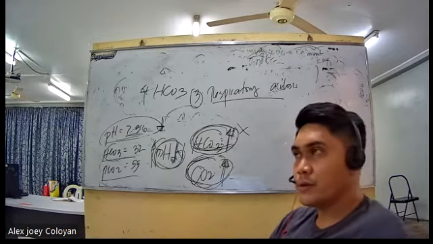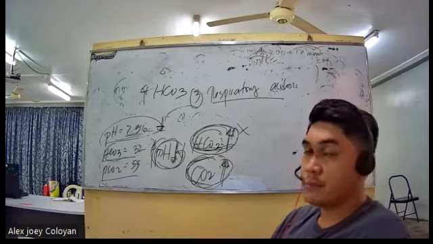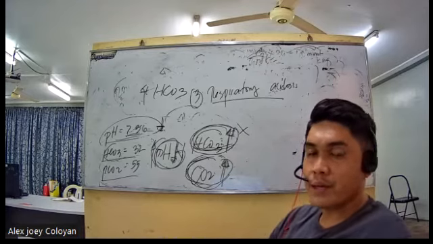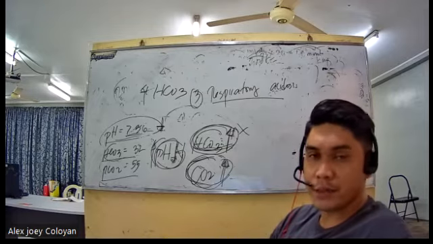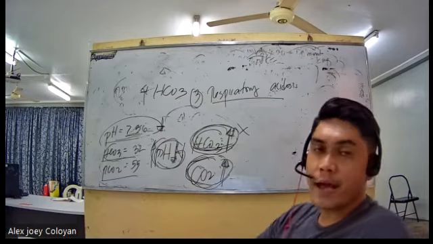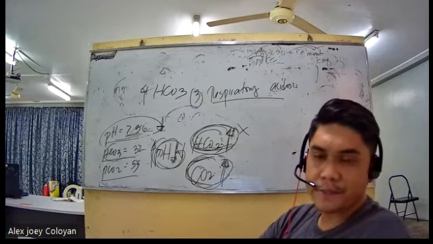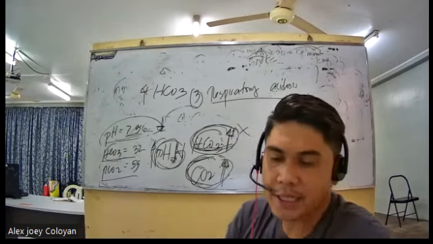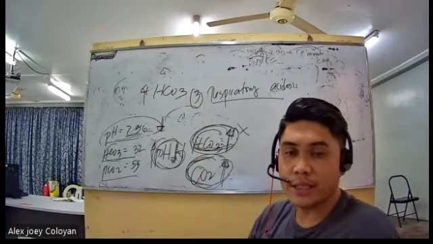Muscles are important in breathing. If you have weak muscles, you have weak breathing, so there's accumulation of CO2. So that's for respiratory acidosis. Next, we'll discuss respiratory alkalosis.